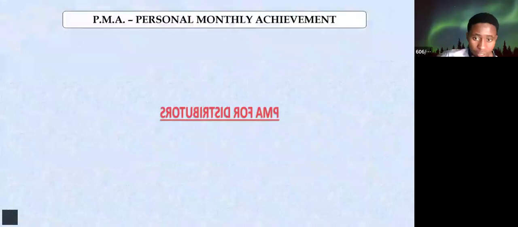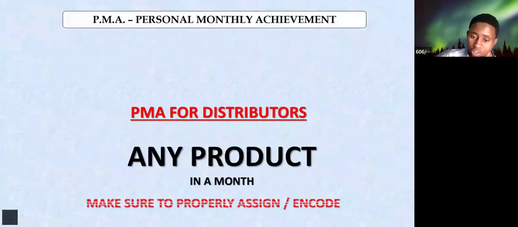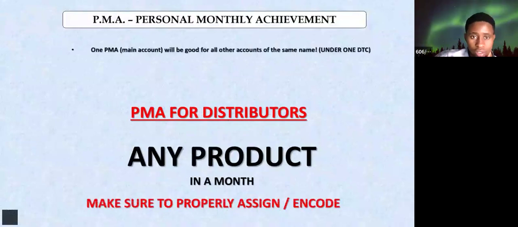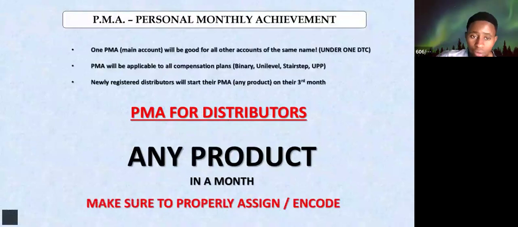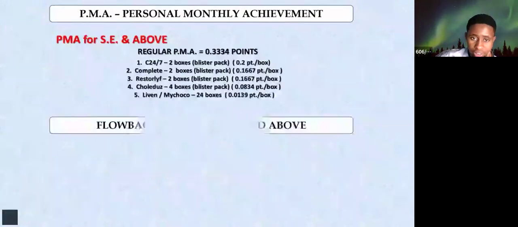Okay, PMA for distributors: you can do any product in the month, as I said. Make sure you properly assign and encode. One PMA can maintain all the accounts. PMA is applicable in binary, Unilevel, Stairstep, and UPP, but not direct referral bonus. Newly registered distributors will start doing their PMA with any product on their 3rd month of joining. And I explained about this.